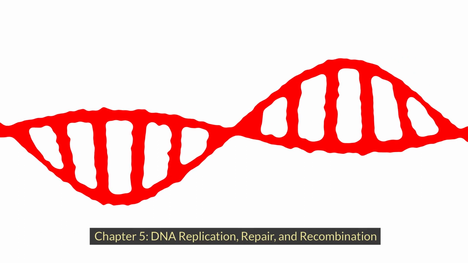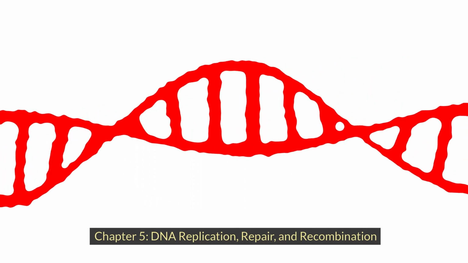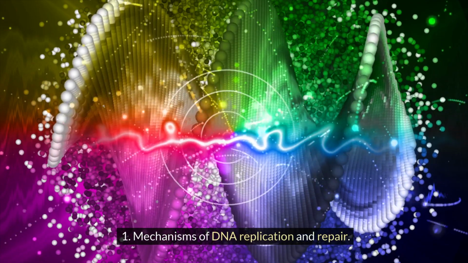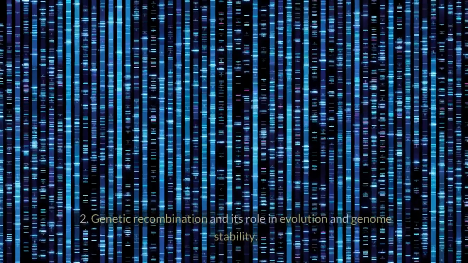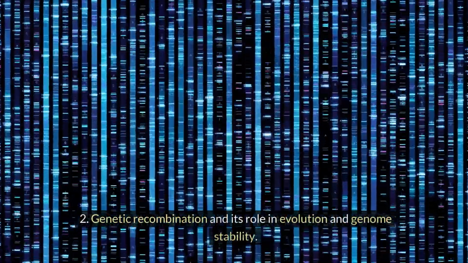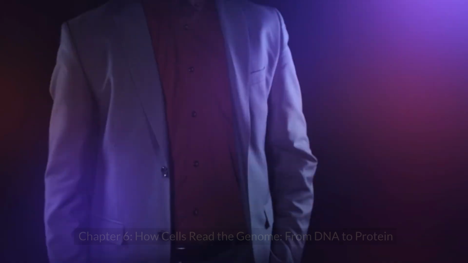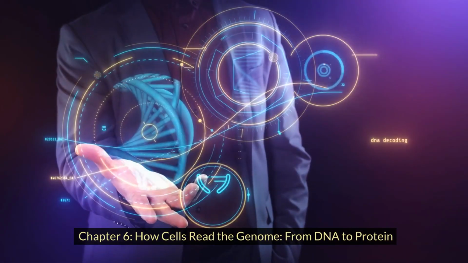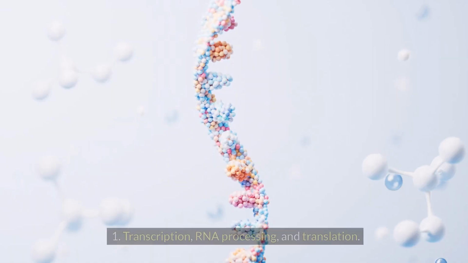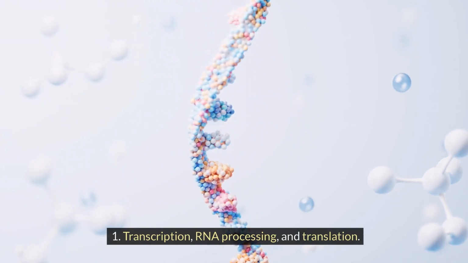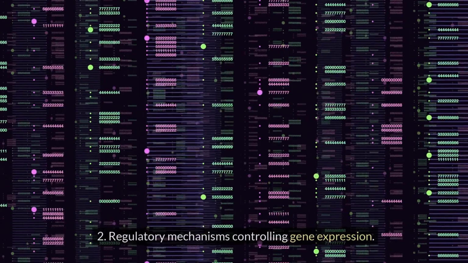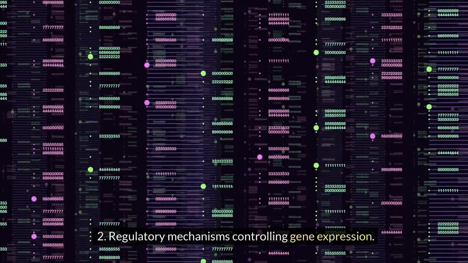Chapter 5. DNA replication, repair, and recombination. 1. Mechanisms of DNA replication and repair. 2. Genetic recombination and its role in evolution and genome stability. Chapter 6. How cells read the genome: from DNA to protein. 1. Transcription, RNA processing, and translation. 2. Regulatory mechanisms controlling gene expression.